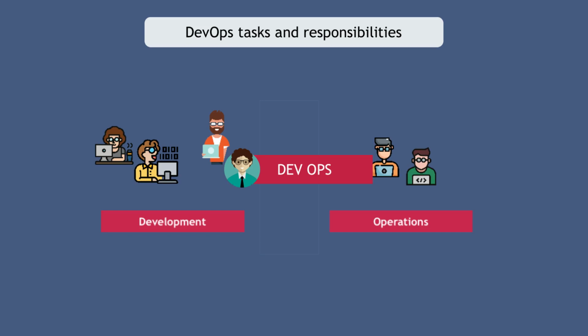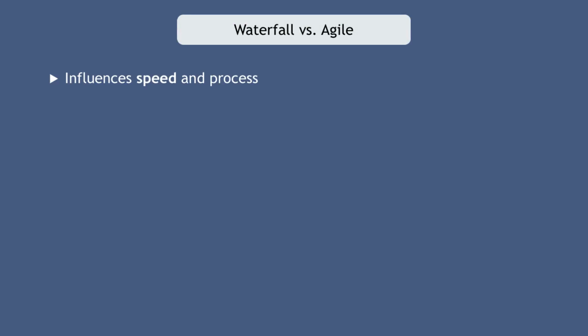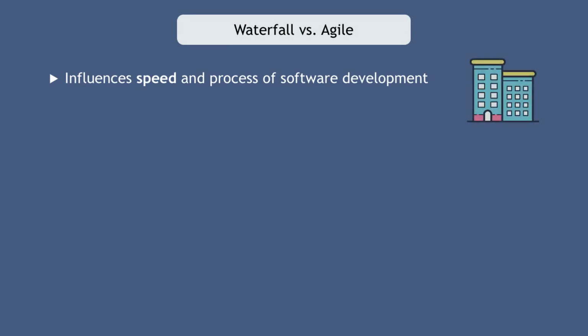So now that we've painted the whole picture and saw the evolvement and need for DevOps skills and some of its responsibilities, you should have a much better picture of how DevOps actually fits in the whole application development and deployment process. Now, one thing that heavily influences the speed and the overall process of how software development and delivery actually happens inside an organization is the methodology, or the way that organization is developing the applications.